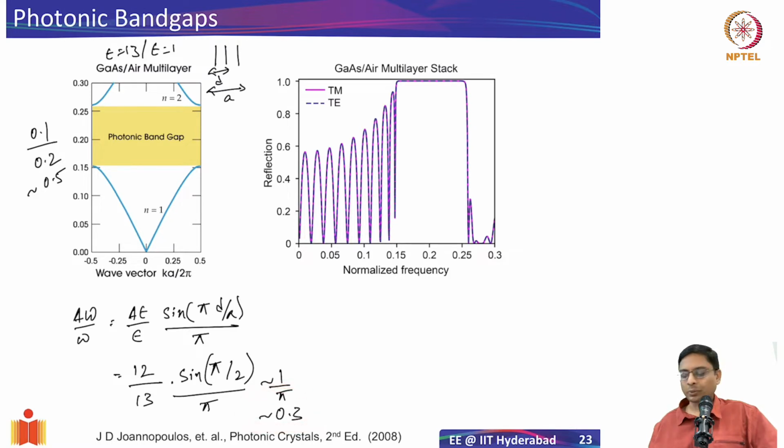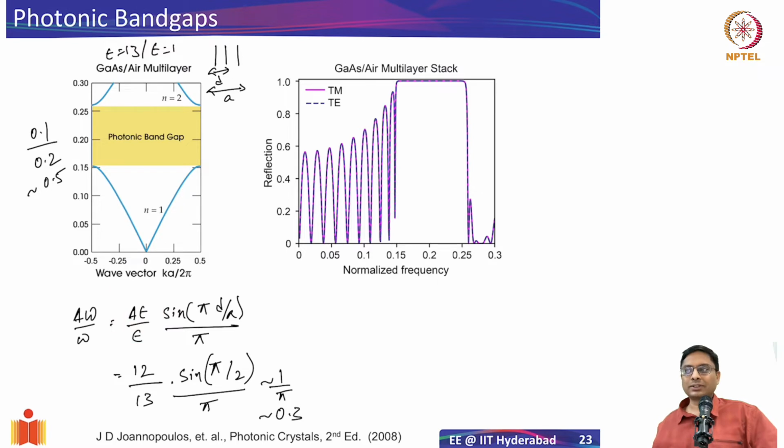So the expression gives you only a band gap to mid gap ratio of about 0.3, whereas in this picture, the band gap calculated with the exact numerical calculation is about 0.5. The reason for the difference is that while this expression is useful to understand the concept that whenever the index contrast or the epsilon contrast is large, the band gap will be large, that's what I wanted to communicate through it.